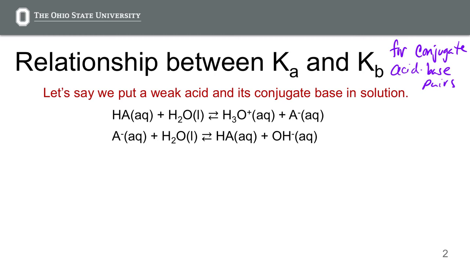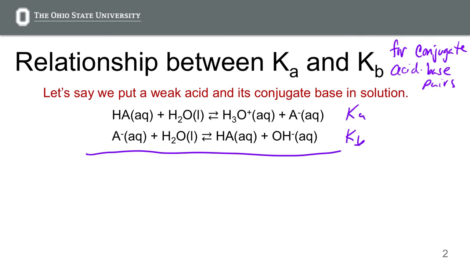Okay. So let's think back to our equilibrium chapter, where we take a couple of equilibria and we want to add those equilibria together to come up with some sort of overall chemical equilibrium. And you recall that what we'll do is multiply the K values together to get the overall K for these summed equations, right? So let's say we put a conjugate acid-base pair in solution in the same beaker together, okay? And we want to find the overall K associated with that.